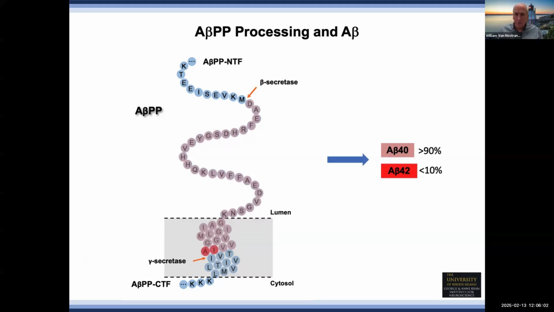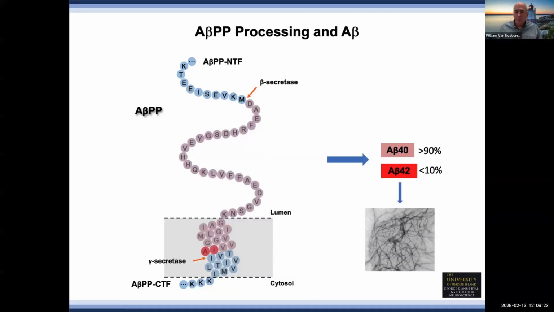The most prominent form that's generated is A beta 40. That accounts for greater than 90% of A beta that's generated, and much less of A beta 42, which is less than 10%. A beta 42 contains two extra hydrophobic amino acids at the C-terminal region. Because of this, it's believed that this is the more pathogenic variety of the peptide because it has a stronger ability to self-assemble into beta sheet-containing amyloid fibrils. And below here, this is an electron micrograph of A beta 42 fibrils, what they look like when they're assembled.